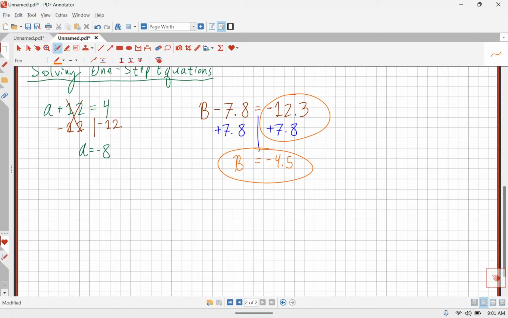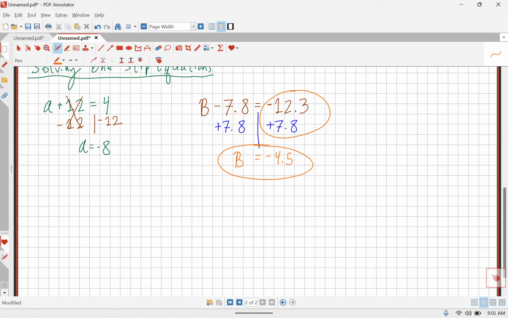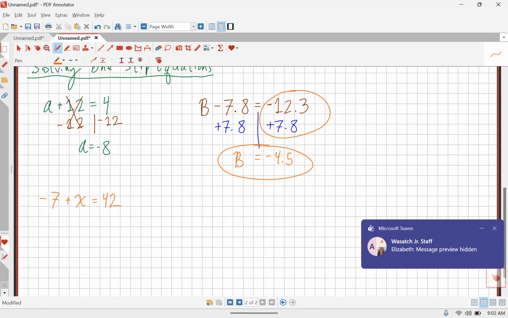Okay. I've got a weird one coming. Got a pencil? Negative 7 plus x equals 42. Negative 7 plus x equals 42. That one looks a little bit weird. See what you guys can do. What do you guys think? How do I get rid of that negative 7, and how do I do that to both sides, and what does that mean the answer is?